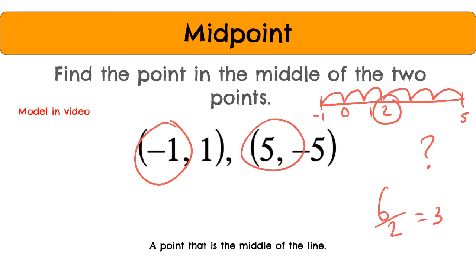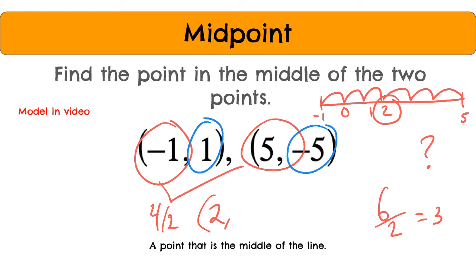There's an easier way, though. We can add these two values together. 5 plus -1 gives us 4. Divide that by 2, and we found that same value of 2. So our middle value for x is 2. Likewise, for y, we could find the middle of y. Add 1, add -5. -5 plus 1 is going to give us -4. So -4 divided by 2 gives us -2. So the middle point of these 2 points is 2, -2.